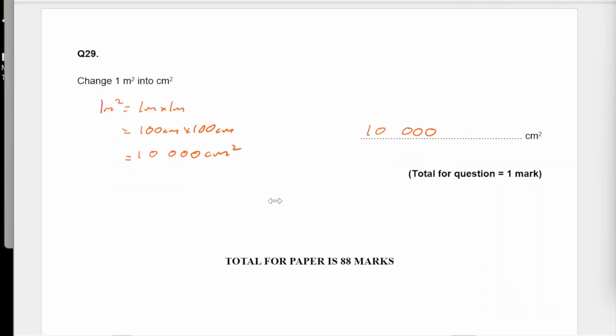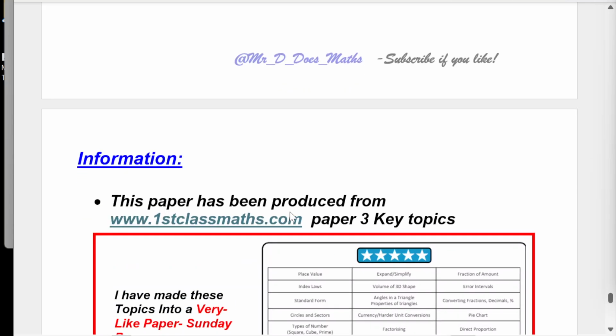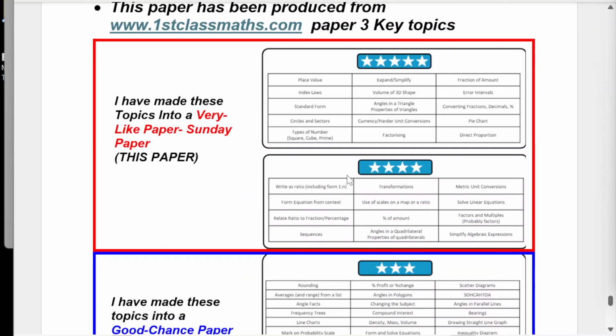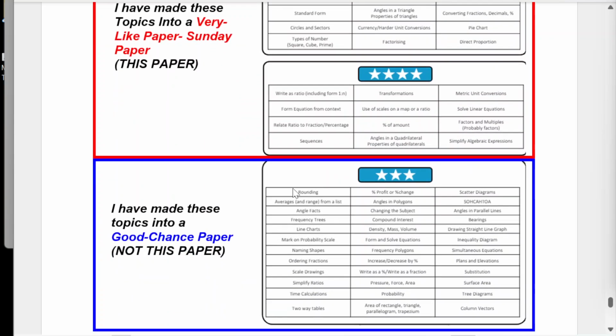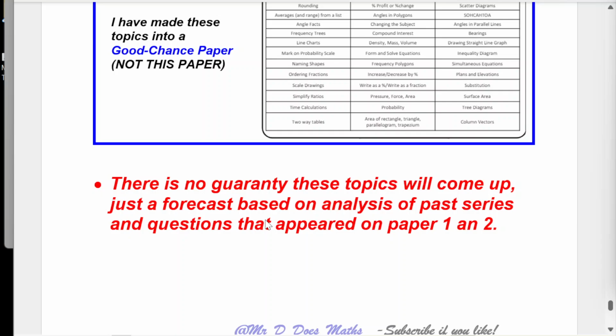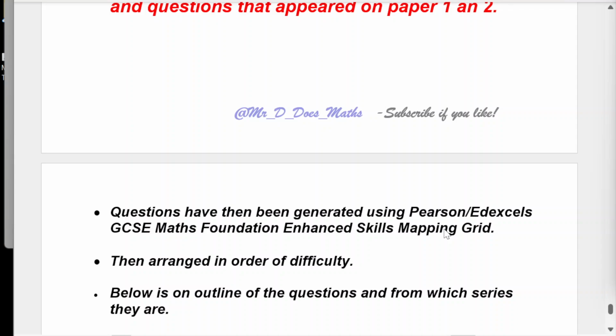And that brings us to the end of the paper. So just as a recap, this information was produced from the key topic list from First Class Maths. I produced this very likely Sunday paper. I have produced a second version of this with slightly more complicated questions. If you've not checked that out already, make sure you do. There's also a good chance paper based around the 3-star questions that can happen. But of course, it's not guaranteed that they will be on the paper. It's just a forecast based on past series and the questions that have appeared on paper 1 and paper 2.